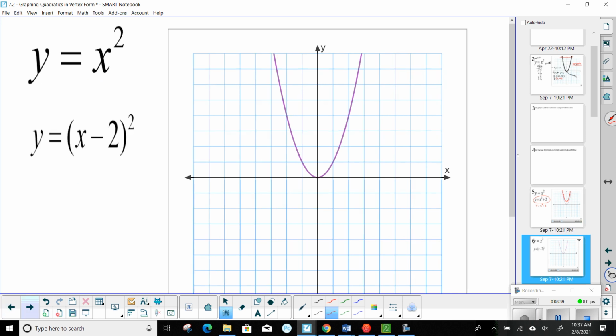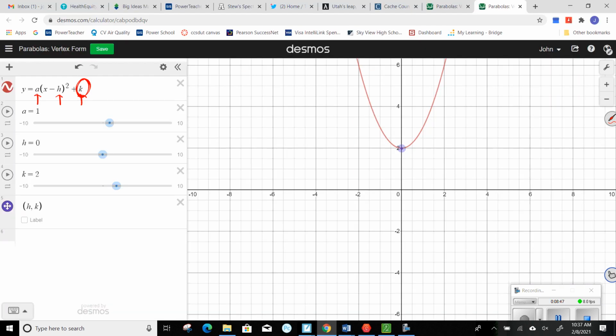Okay, now let's try adding or subtracting on the inside. This is a little tricky with your graph, so make sure you're following along here. So we have x minus 2 squared. So if you look up here, now instead of changing what k is, we're going to change what h is. Now notice how the x minus is already there. So if I want x minus 2, I'm actually going to change h to 2. So I'm going to switch k back to 0. By the way, look how k changes: positive up, negative down.